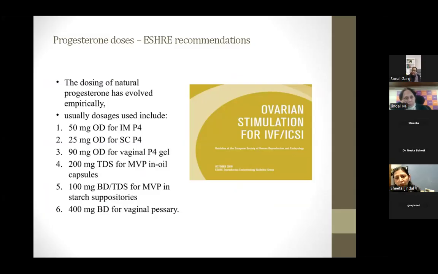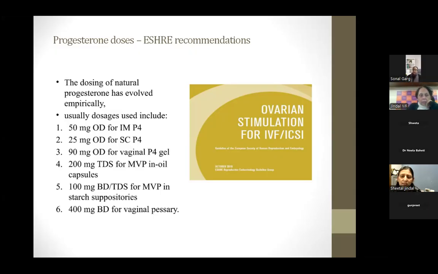The intramuscular injections are available in the form of 50 milligrams once daily, and there is something I forgot to mention, aqueous progesterone also, in which the polarity of the progesterone molecules is changed so that they become water soluble, and they can be given subcutaneously, and they are very much in use nowadays. Then progesterone gel, the common term is Crinone gel. It is 90 milligram of gel in a bioadhesive form, which is used vaginally.